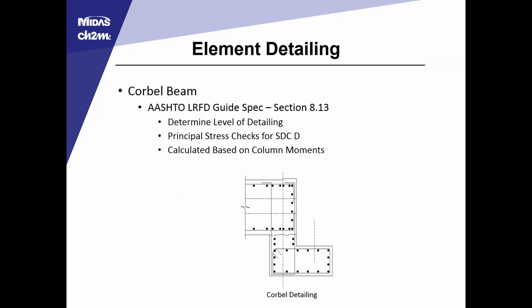So for the corbel beam, I covered the design a little bit earlier. For the level of detailing, we followed the guide spec. To check the principal stresses, we approximated this as somewhat of a bent cap, although with the solid top slab, the behavior is slightly different. We did check those principal stresses to be sure that the prescriptive seismic design category D detailing wasn't required, and that's calculated on the column moments and how they transfer up into that cap.